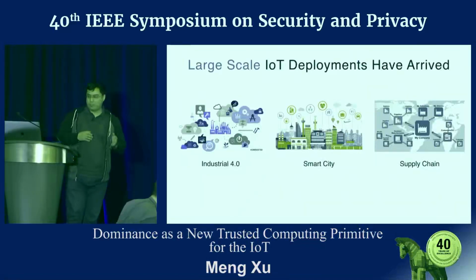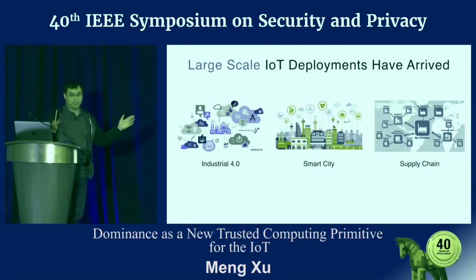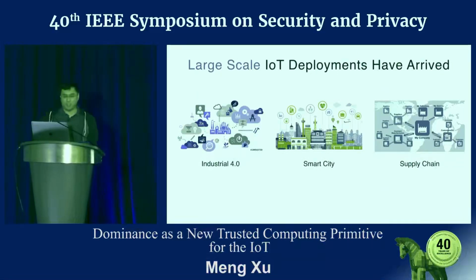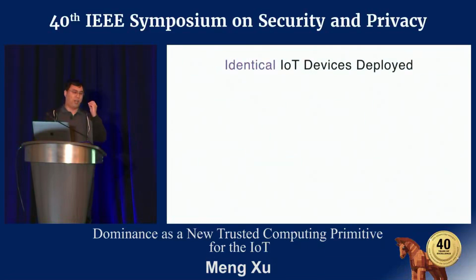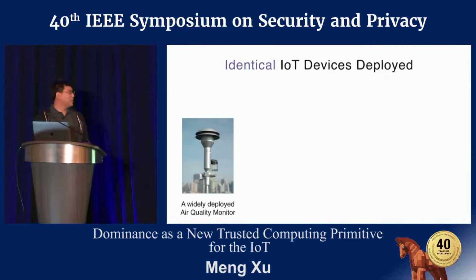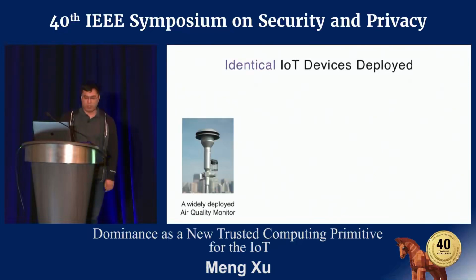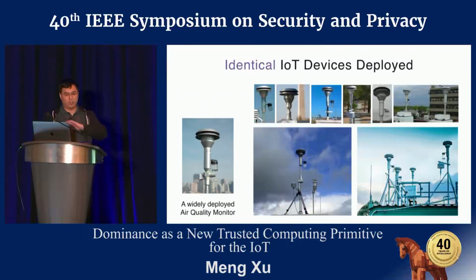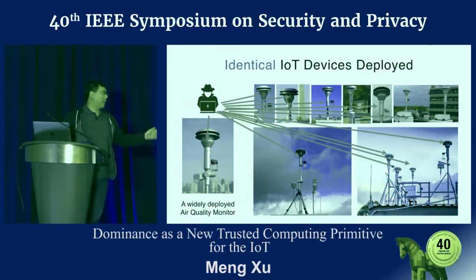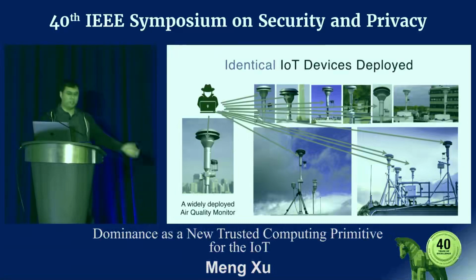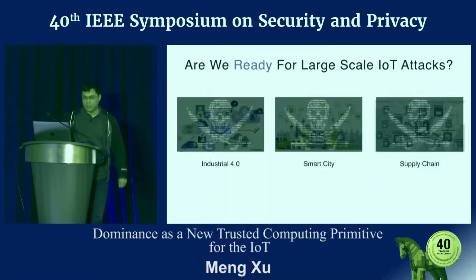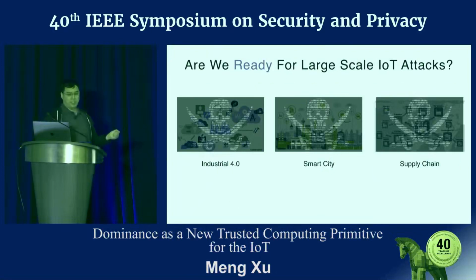We know that large-scale IoT deployment has arrived with Industry 4.0, smart cities, and supply chains. They have identical IoT devices deployed across a lot of places. For example, this widely deployed air quality monitor is deployed everywhere. You can find the same identical devices in many places around the world, around the states. But once the attacker can compromise a single device, they will be able to compromise everything because it's basically identical. They share the same vulnerability, the same bug. So are we really ready for this kind of attack?